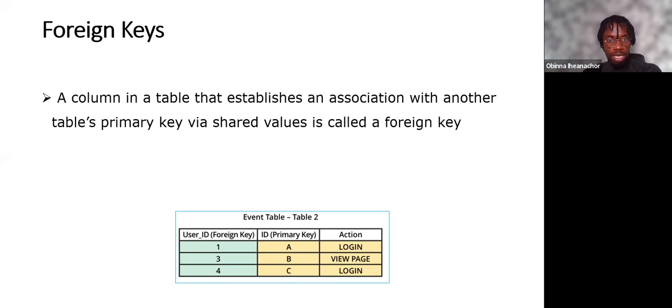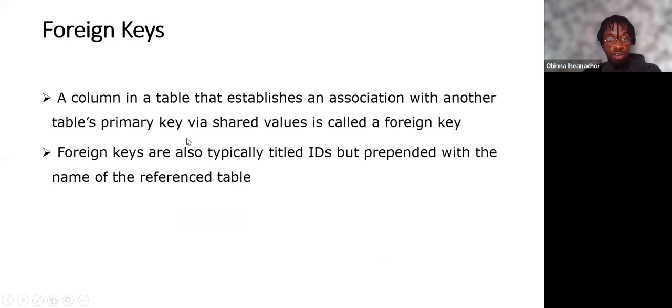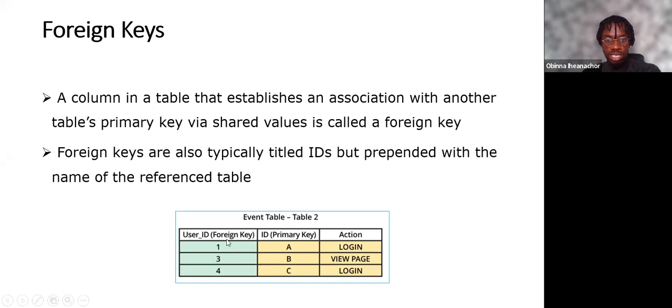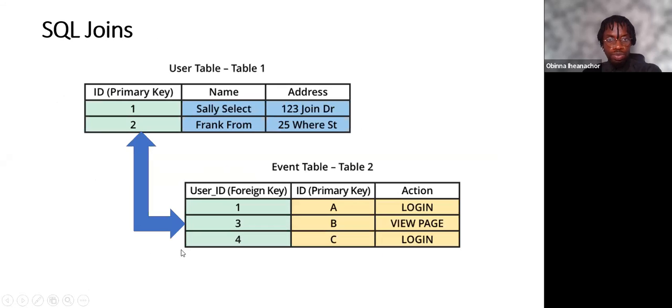So let's build on this. The foreign keys are typically ID columns also, but they are prefixed with the name of the reference table. You saw the example here, user ID. User ID is showing us that this column is the ID of the users table. So it means I can link the user table with this column, user ID, to the ID on the user table.